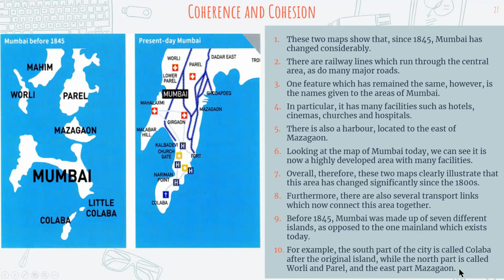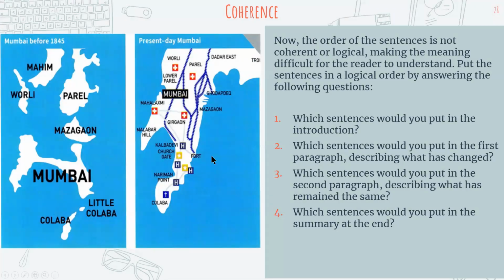Okay, so as you can see, these 10 sentences are not organized. It will become very difficult to understand the report. Okay, so we need to understand how to order these sentences. The order of the sentences is not coherent or logical, so making the meaning difficult for the reader to understand. You need to put these sentences in a logical order by answering the following questions.